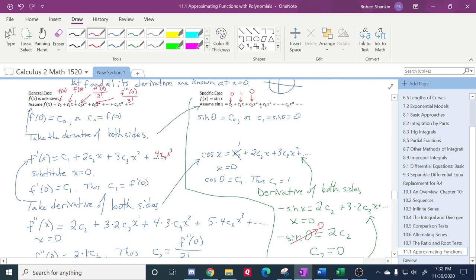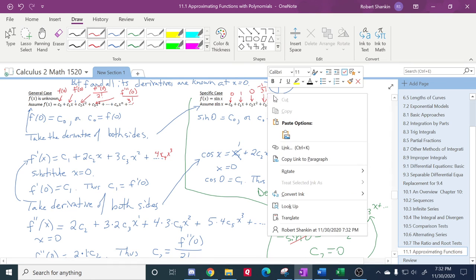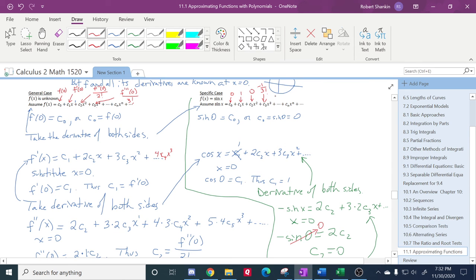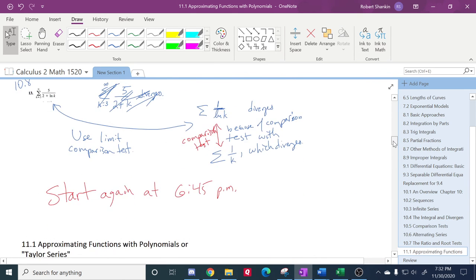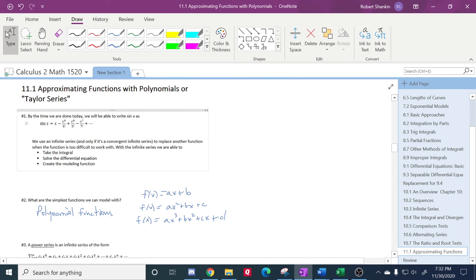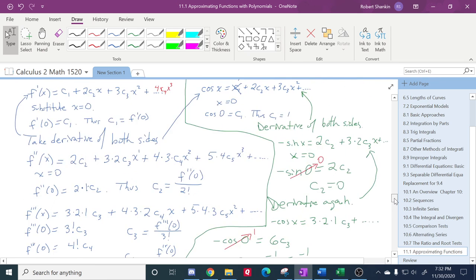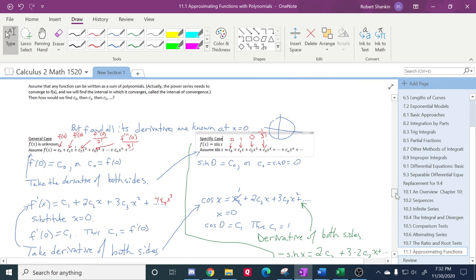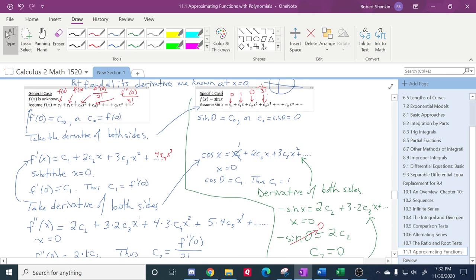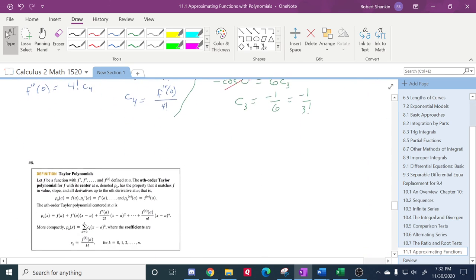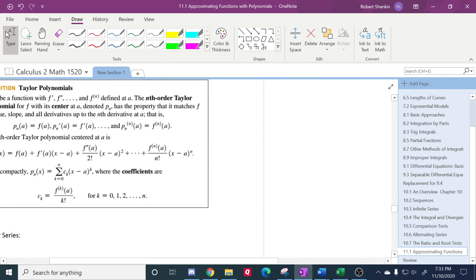Come back up here. That's negative 1 over 3 factorial. And so you're kind of seeing how we get this formula that I told you we were going to get. Minus x cubed over 3 factorial, and so on. It was a lot that we just covered, but what we've uncovered is this, a Taylor polynomial.